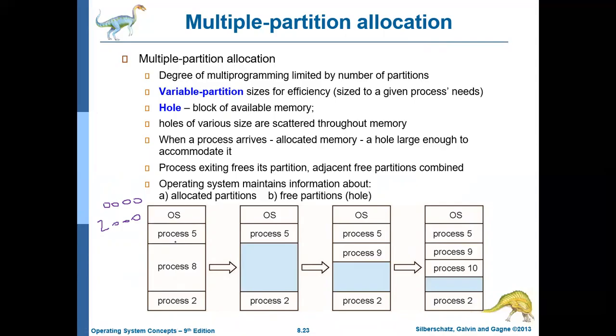So there are three processes, process 5, 8, and 2, at one point of time. Say process 8 is completed, then a hole is created. Now process 9 comes, so it is allocated one of the holes. This hole is sufficient to accommodate process 9, so it was given. And then process 10 comes, so again it is also given. But now if some other process comes, most probably it may not be able to use this space.